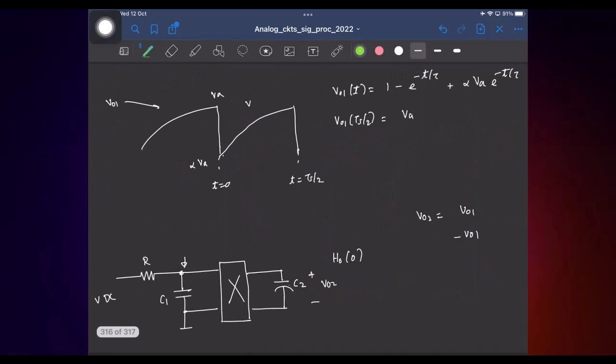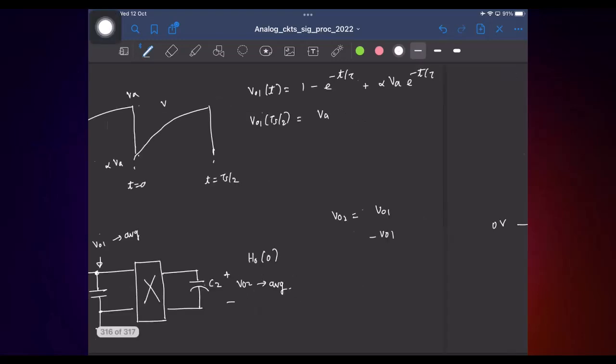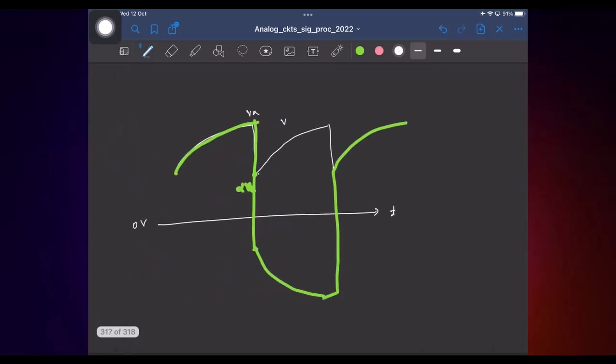As an exercise you can try this. Assume that the input I am applying is a periodic square wave going from minus 1 volt to 1. Of course this is Ts by 2. And try to find what is the average of these. Good. Great. Spend some time on this.